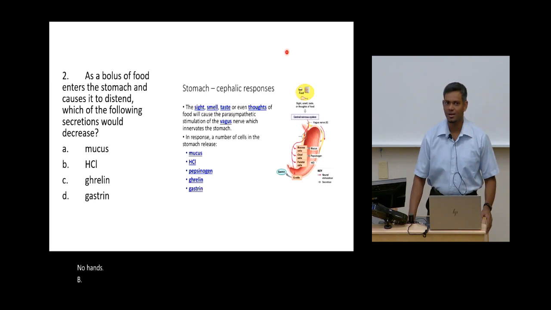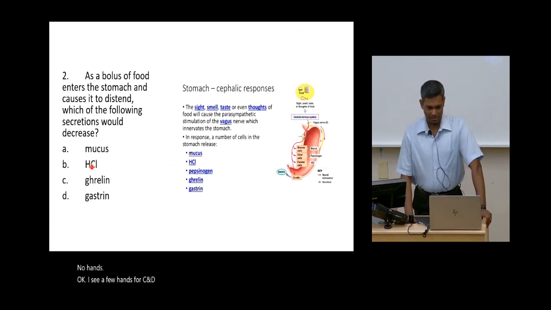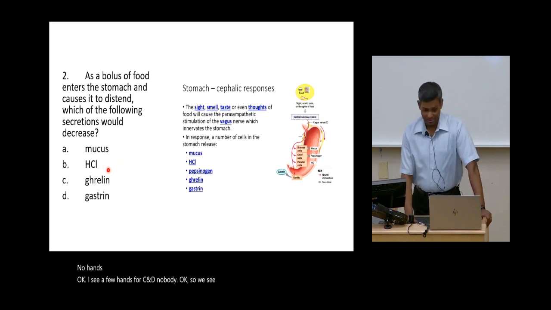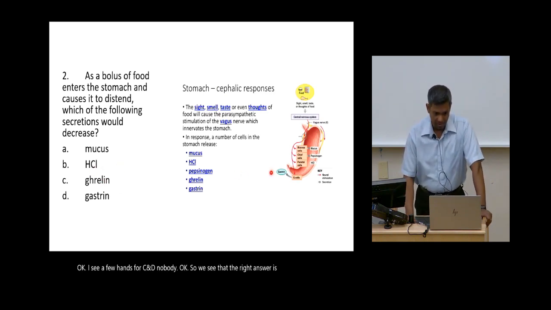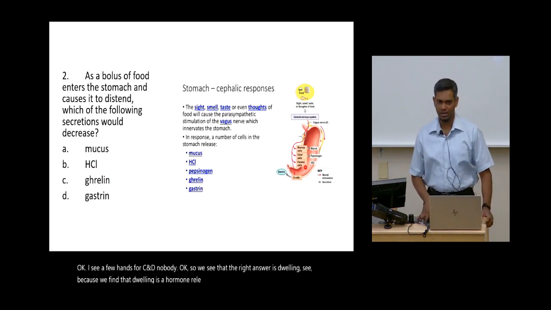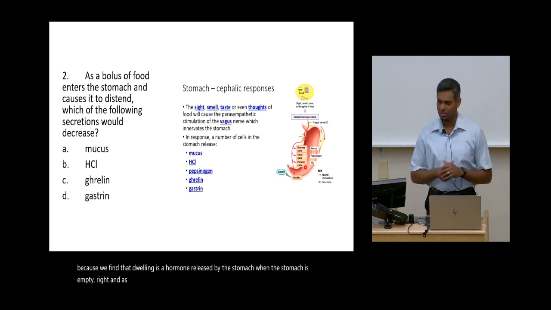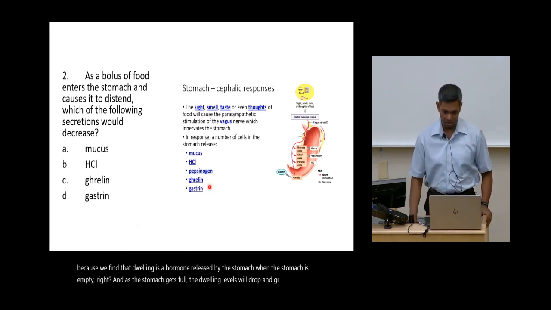C? Okay, I see a few hands for C, and D? Nobody. Okay, so we see that the right answer is ghrelin, C, because ghrelin is a hormone released by the stomach when the stomach is empty, right? And as the stomach gets full, the ghrelin levels will drop, and ghrelin is known as a hunger hormone.